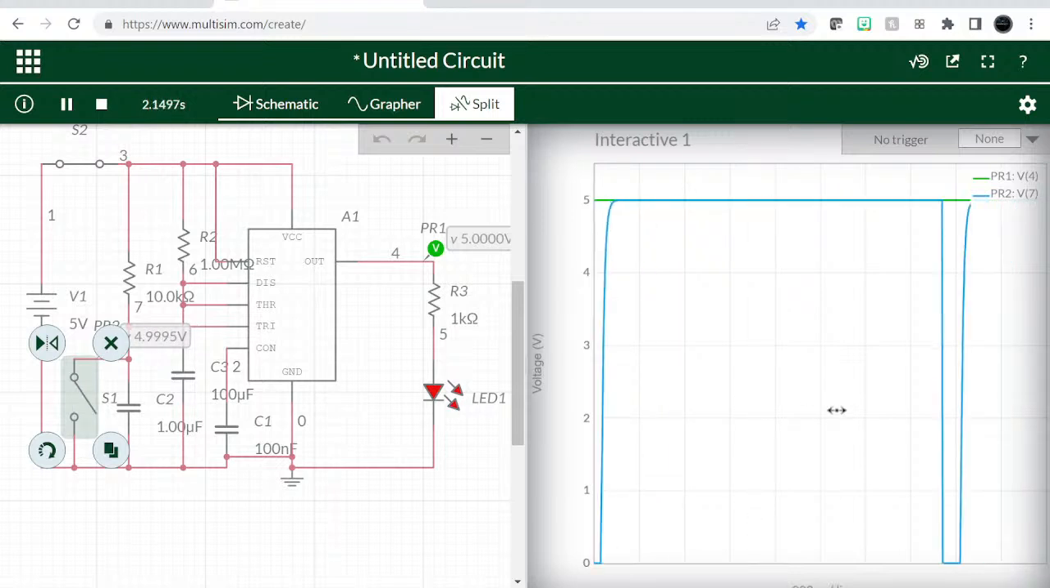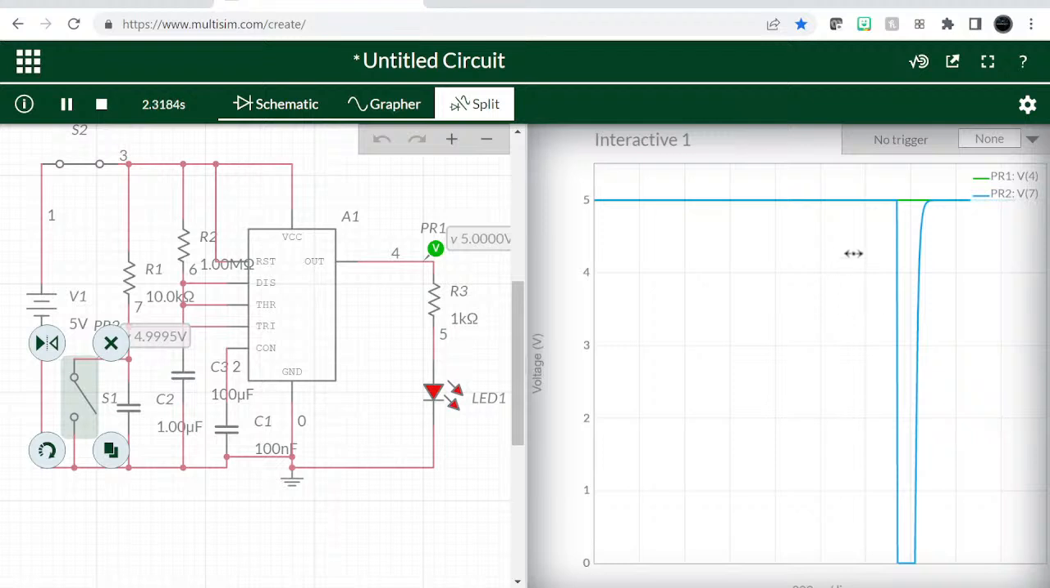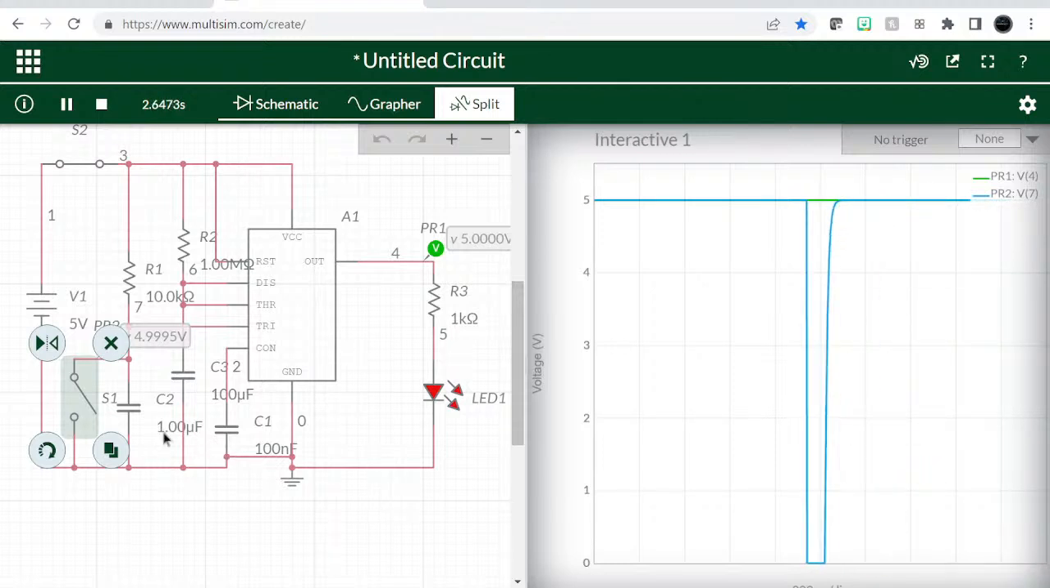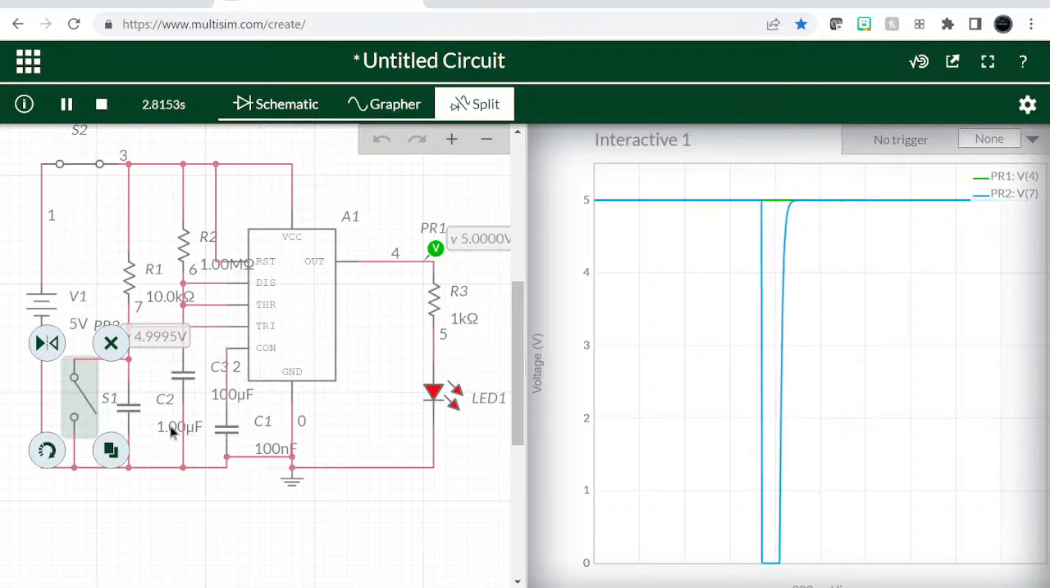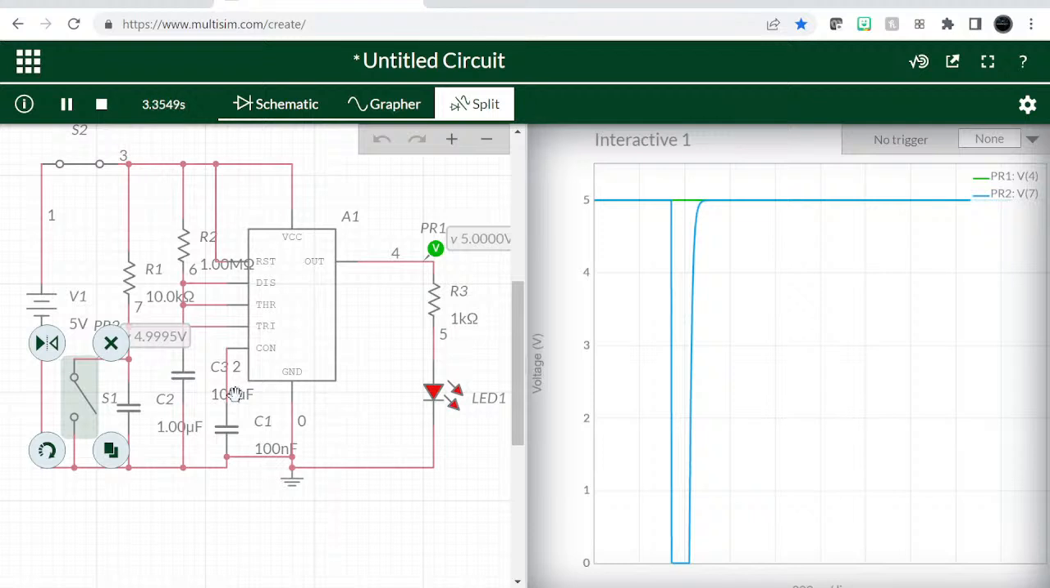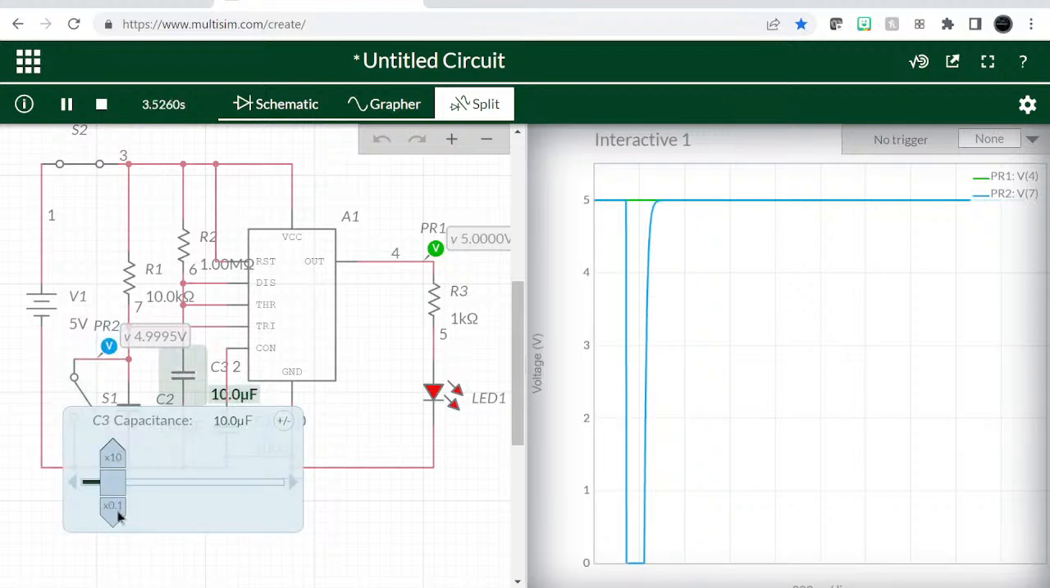So when I closed it, it goes down and then comes back up. And I think the value of my RC here is making this monostable period very long. So let's lower the value a little bit so we can see a quicker, faster reaction.